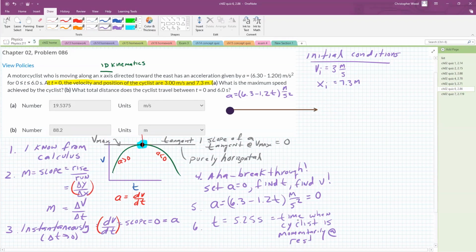Okay, that's not my answer because again, my game plan said take that time and find out the velocity. So V equals, again, I'm going to go through the rudimentary part. If acceleration is defined as dv/dt, then I can say dv equals acceleration times dt, just multiplying through by dt. And now I got to integrate again.